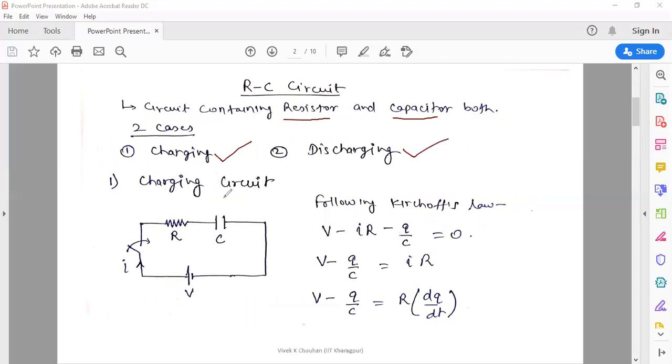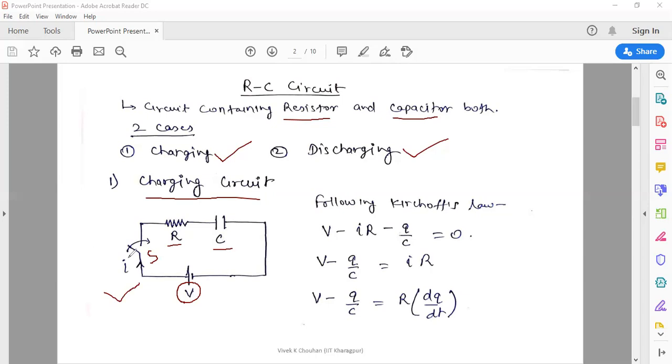For a charging circuit, this is the typical circuit diagram. Here is a switch, and we can see a resistor and a capacitor connected in series in our case. It is connected with a DC source which provides a potential difference of V.